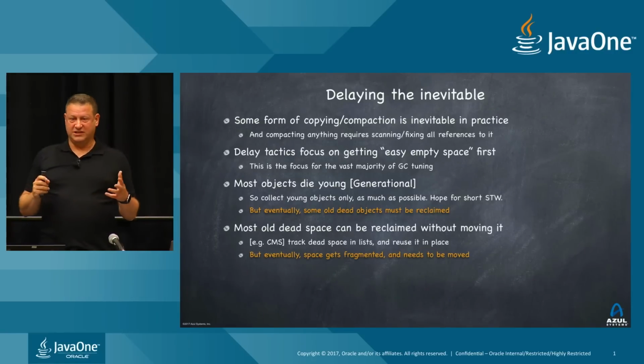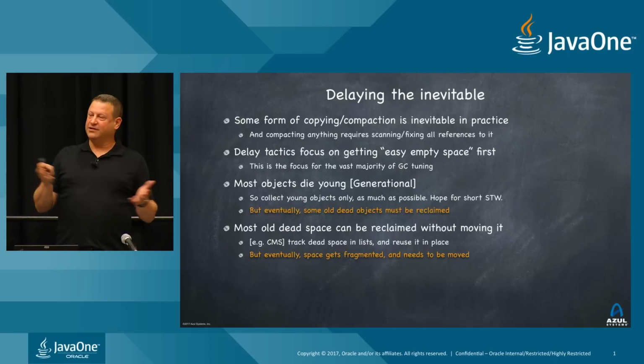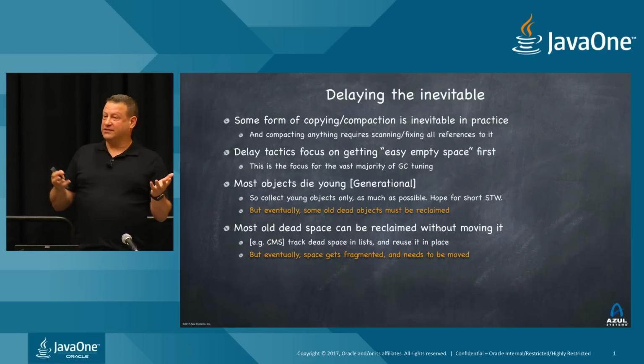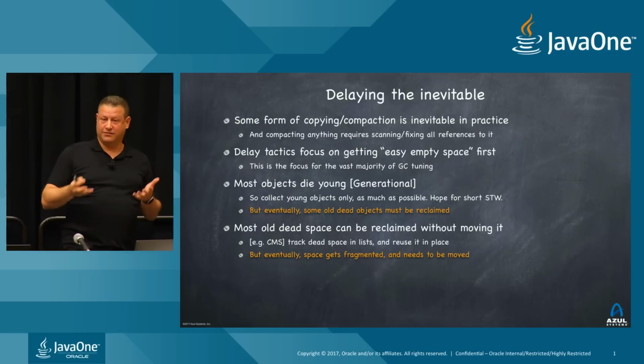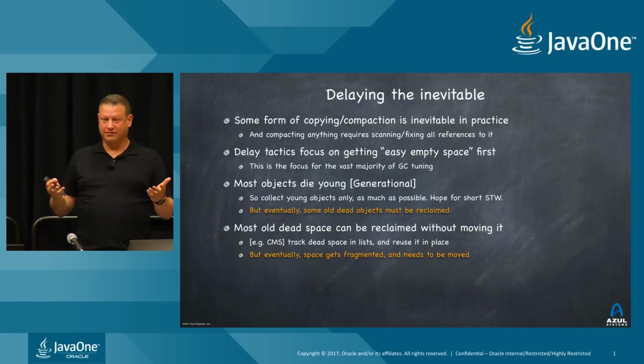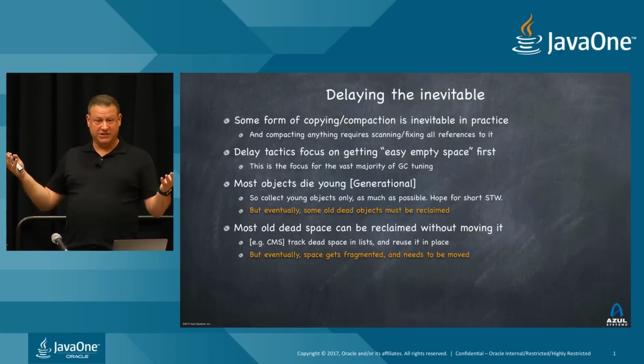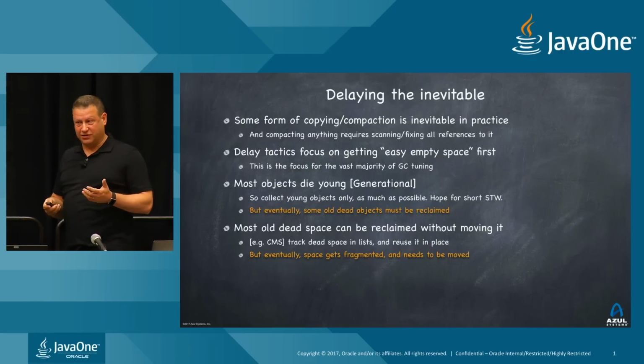So then you look at the whole gen and say, well, I don't want to compact that whole thing. Maybe I can avoid compacting it. Maybe I can keep things in a free list for a while until I have to compact it. That's what CMS does. But eventually, you're going to have to compact it.